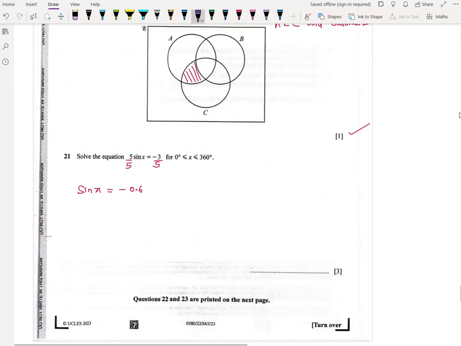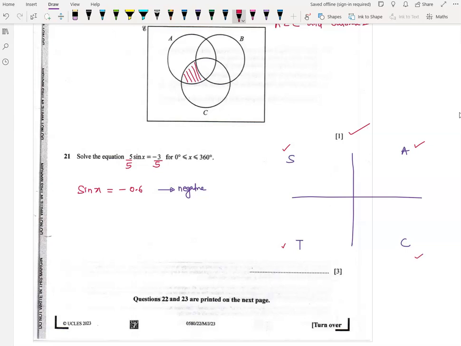Now we'll stop here and note down few points. Now here the value of sine is negative. Now you need to know the CAST rule. So your quadrant 1, all the ratios are positive. Quadrant 2, only sine is positive. Quadrant 3, only tan is positive, and quadrant 4, only cosine is positive. Now our sine is negative, so it is not in the first quadrant, it is not in the second quadrant, so it is in quadrant 3 and quadrant 4. So I have to look for my answer in quadrant 3 and quadrant 4.